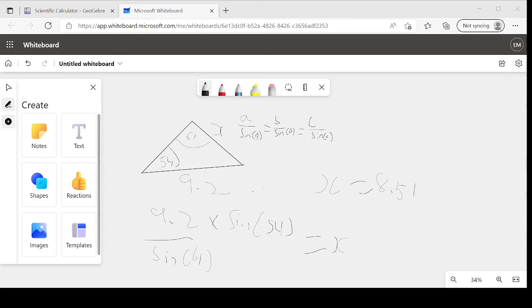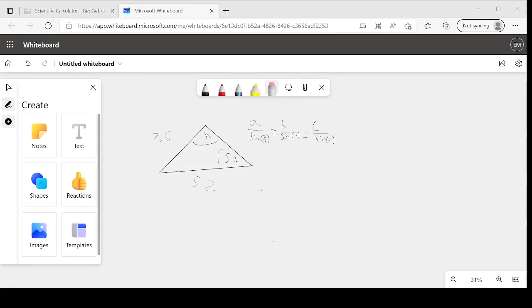Okay, let's try one more example. Okay, pause the video and have a go. Okay, so we'll do what we did for the last two questions, and we'll write out our equation with our full set on the left. So we have 7.6 over sine 52, and then we know that that is equal to 5.2 over the sine of x.